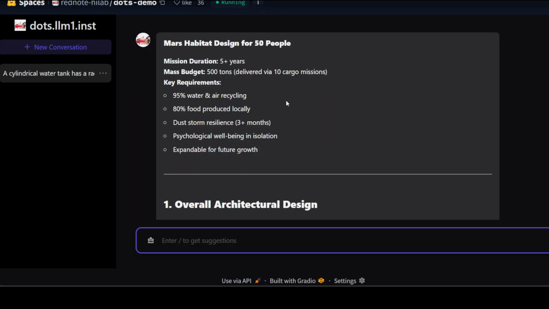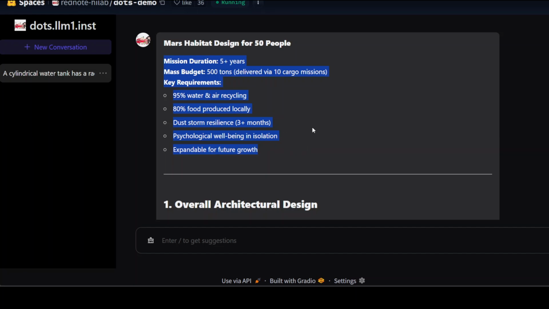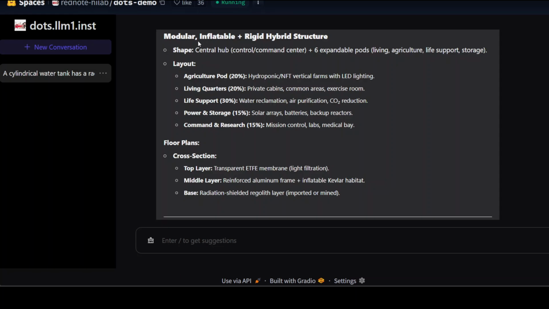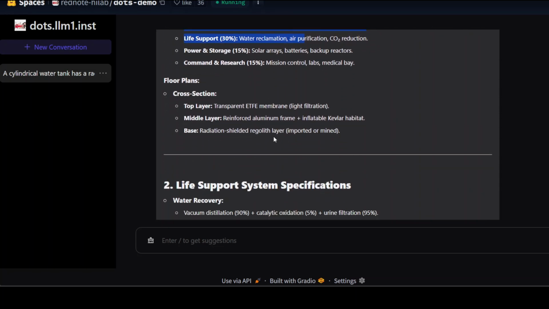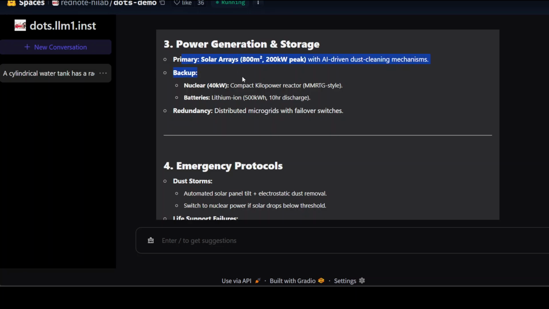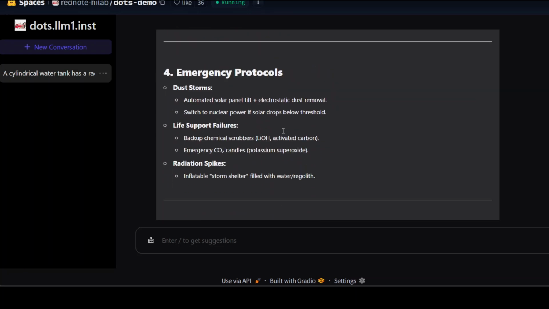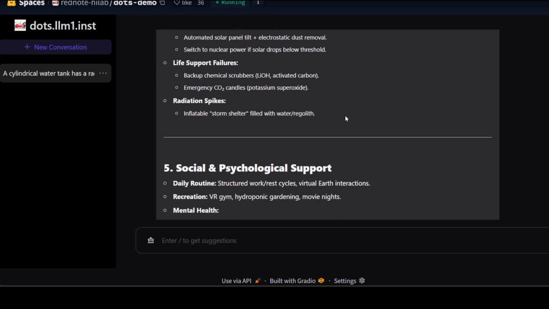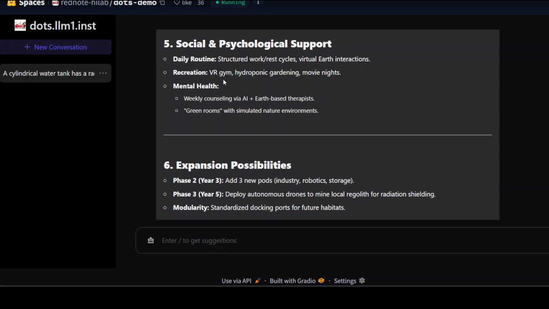So this was our question. It has planned it well. You can see that whatever I gave it in text, it has diced it up. These are the key requirements, then the overall architecture design, that it should be modular, inflatable, and rigid. And look at the layout, shape, floor plans, life support system, a very high quality response. And then it is talking about power generation, emergency protocol, dust storms, life support, social and psychological aspects, recreation, a VR gym, this virtual reality gym, because the usual recreation of Earth won't work there.